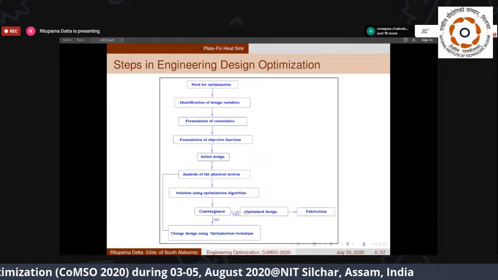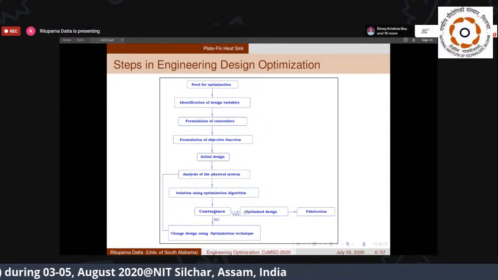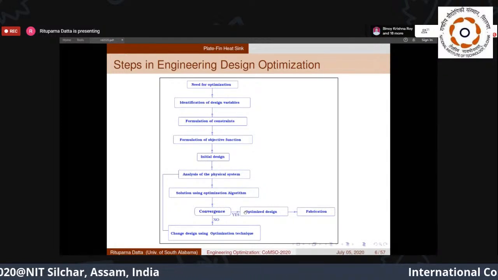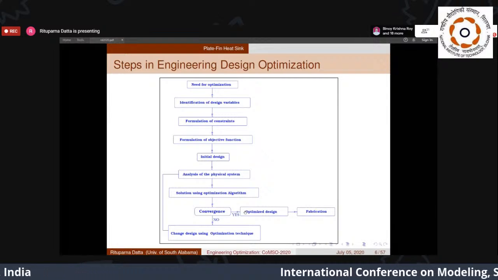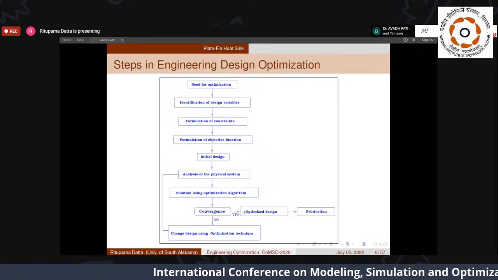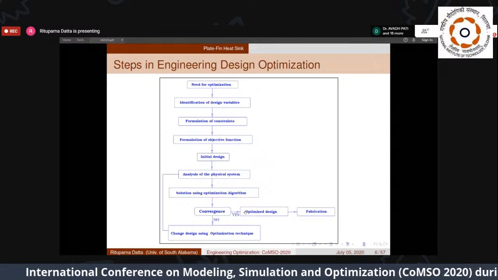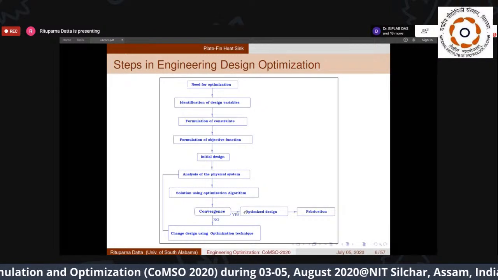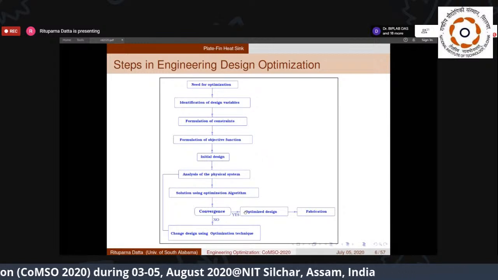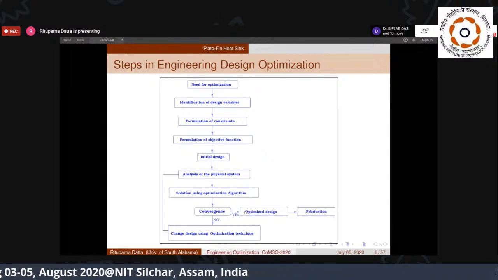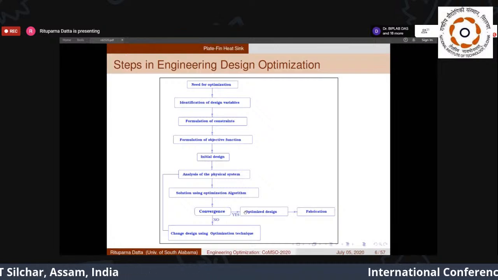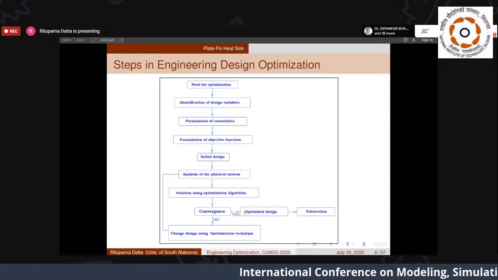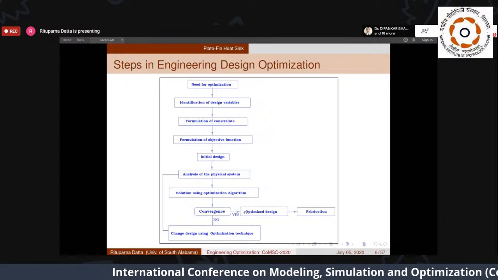And then we have to formulate the objective function. Basically, we are interested in getting a better value of the objective function, either from a minimization point of view, meaning let's say I have a result with me. If I am doing minimization, I will try to achieve a lesser value than that. On the other hand, if I go for maximization, I will try for a higher value.